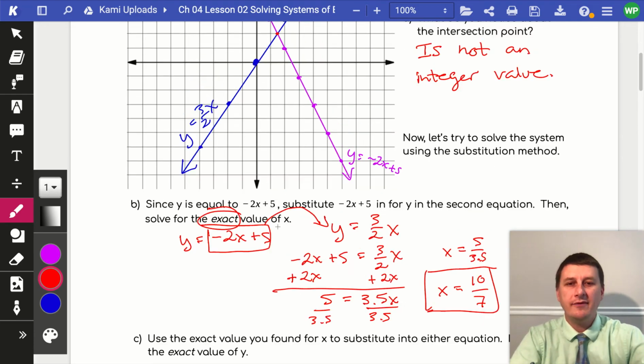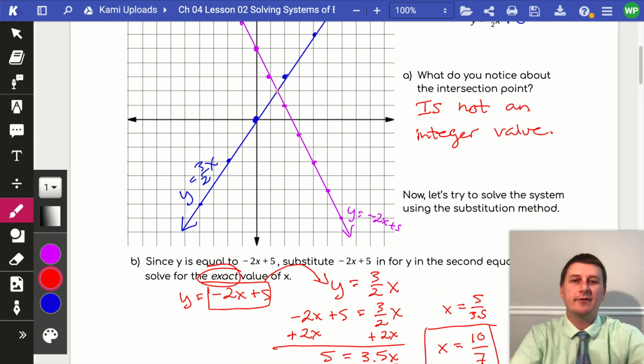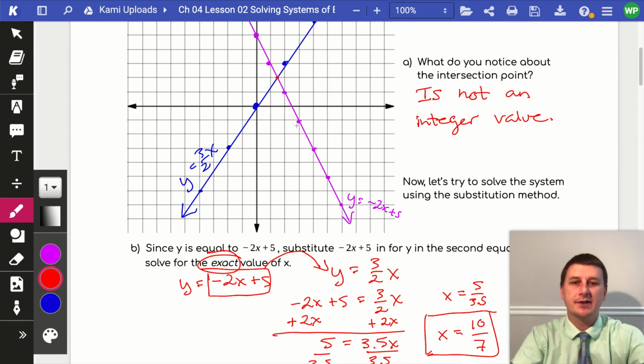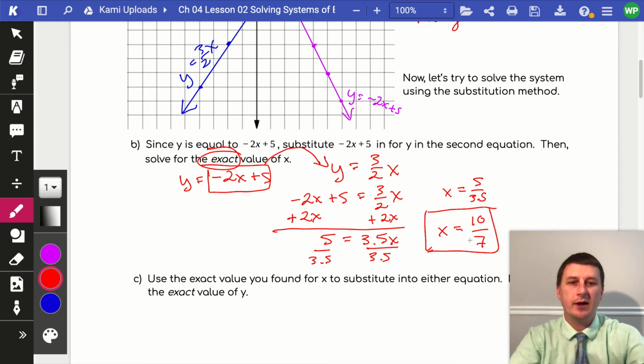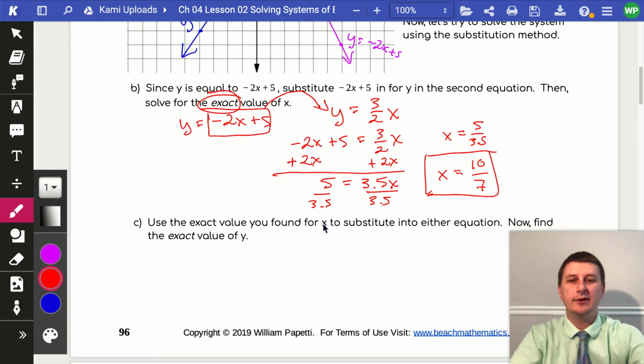And we would have never guessed that from looking at this graph right here. We were saying that it was 1.5, which is not the same as 10 over 7. We were off. So that's why we do not estimate from a graph. We use another method when we're not given an integer value.